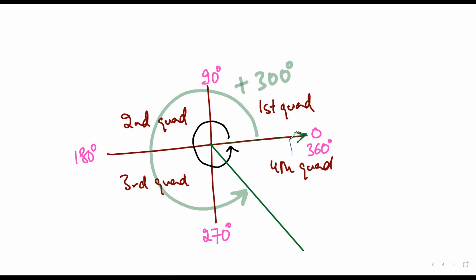I can measure the angle like this also. If I measure the angle with respect to the positive direction of the x-axis, but in the clockwise direction, then this angle would be minus 60 degrees. Understood. Just hold for a second.